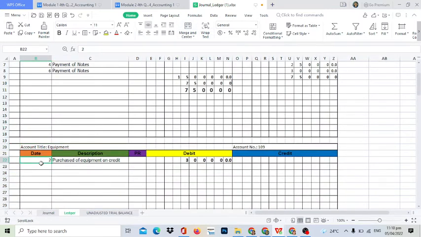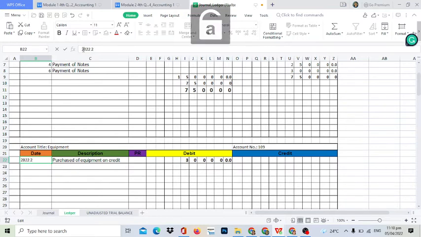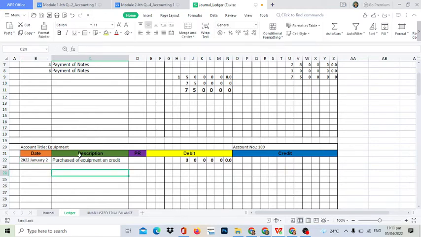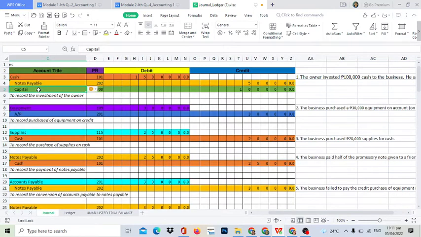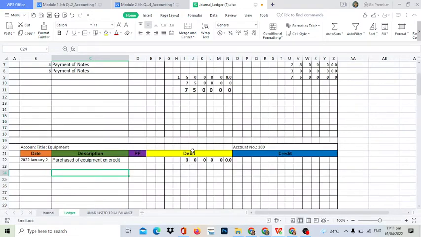That's dated January 2. Pwede po natin ilagay dyan yung 2022, January 2. Yeah. So, January 2 is from purchase of equipment on credit. So, based po dito sa journal, yung January 2 po ay nasa debit side. Lipat nyo lang po yan dito.